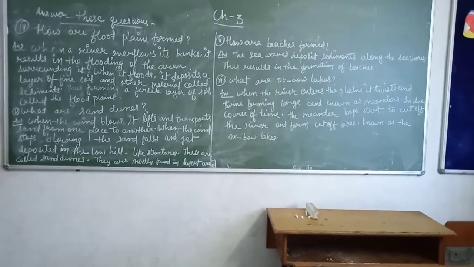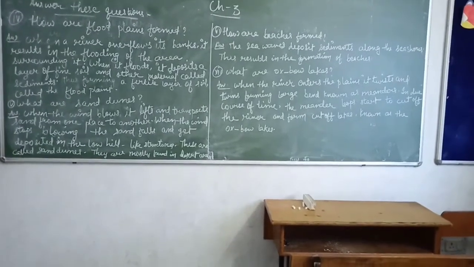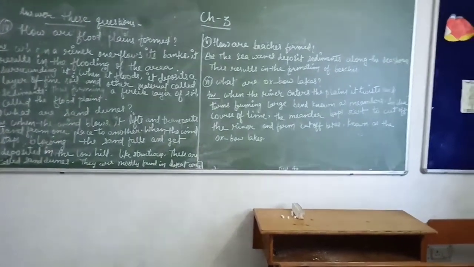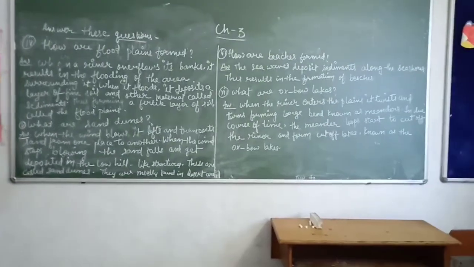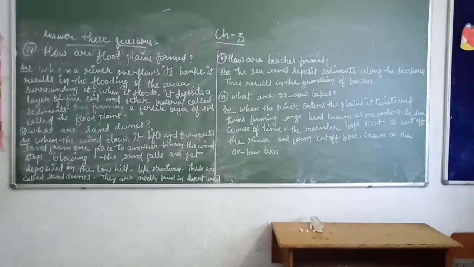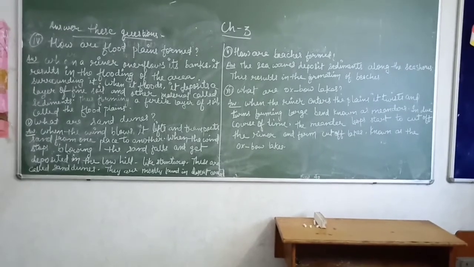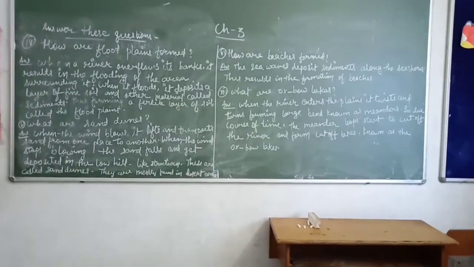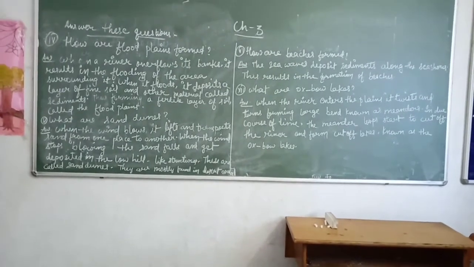Am I clear? That means when the river enters the plain, it generally bends and turns forming a large bend area which is called the meander, and after that when the meander loops start to cut off the river and form cut-off lakes, this is called the oxbow lake. So with this we have completed the question answer of chapter 3.